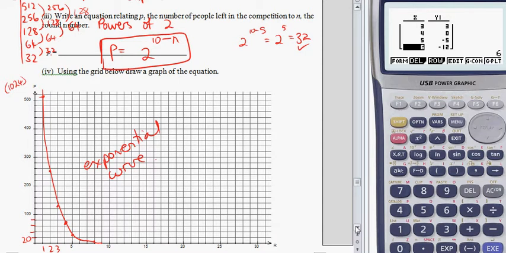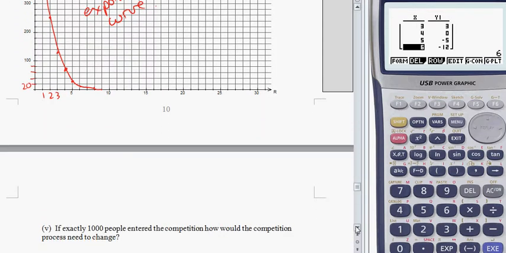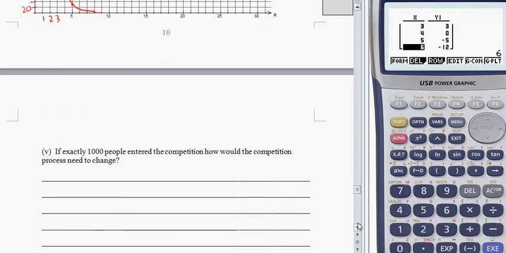Right, and moving on to the last question. Exactly 1,000 people enter the competition. How would the competition process need to change? So if we had 1,000 people initially, then that would mean we would have 500 games and 500 winners in round 1. From those 500 games, once you have 500 people, you'd have to have 250 games, 250 winners, 125, and then of course you have a problem.